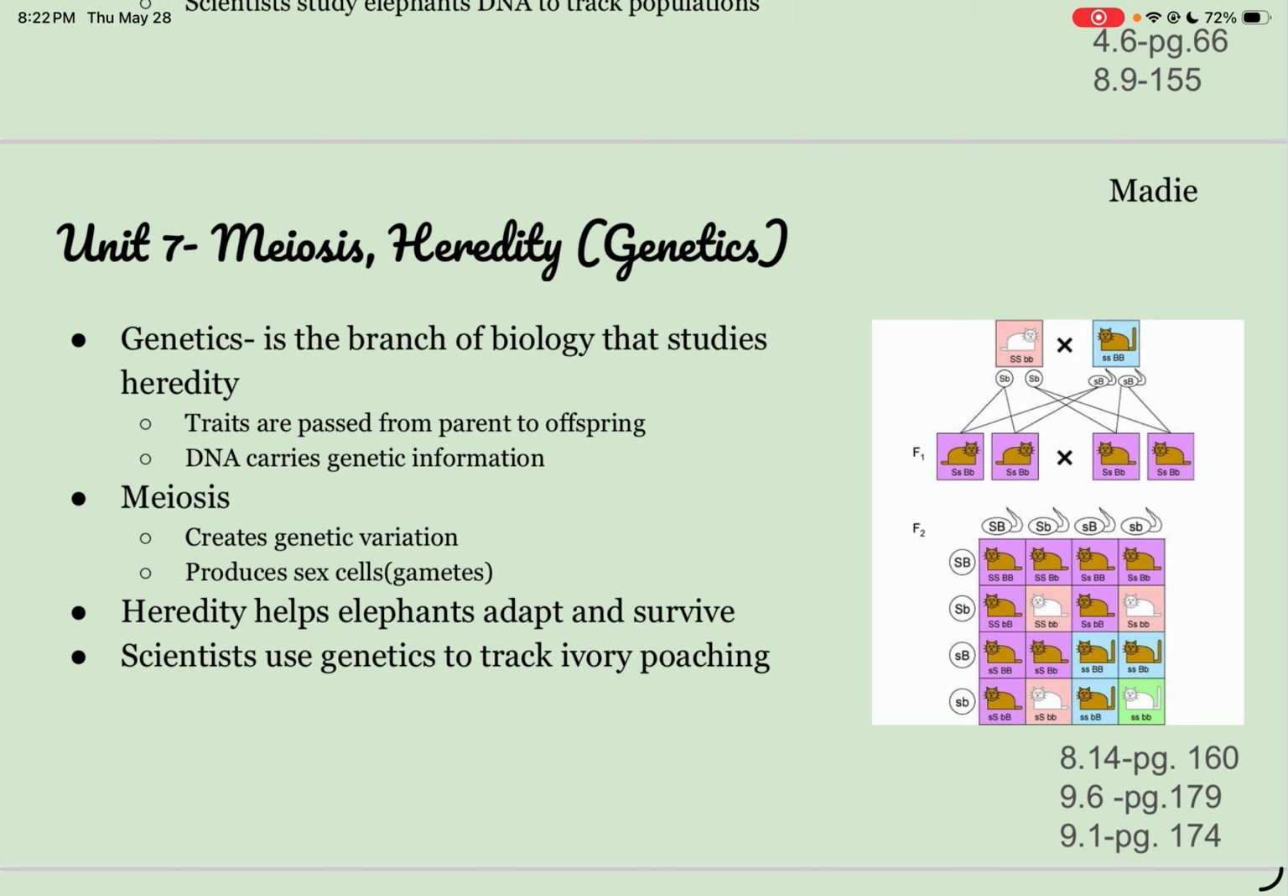Next, we learned about meiosis. Meiosis is the process that produces gametes, which are also known as sex cells, and increases genetic variation. Genetic variation is important because it helps populations adapt to changes in an environment.